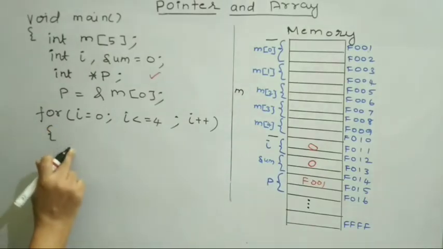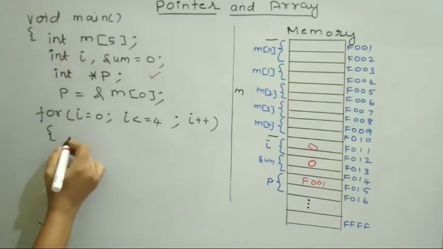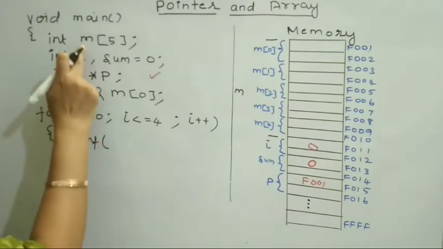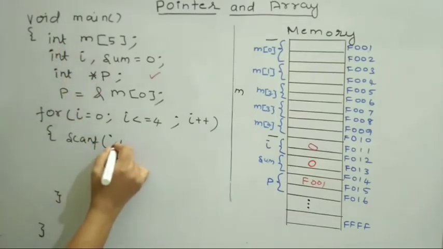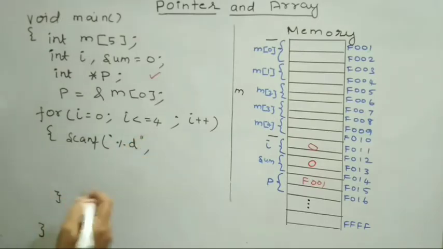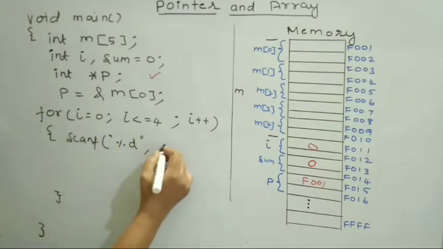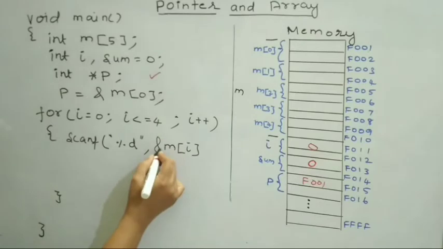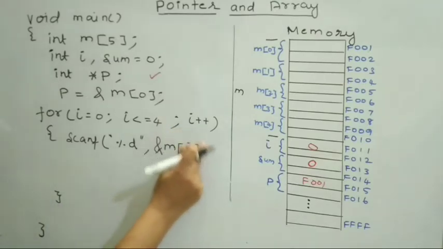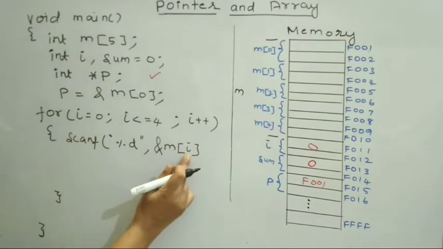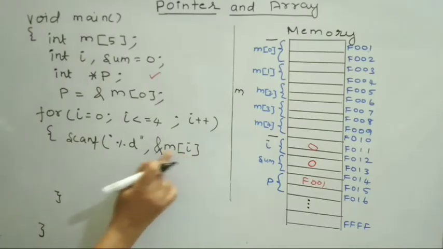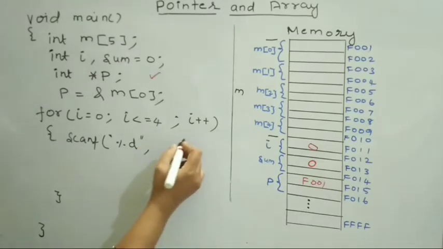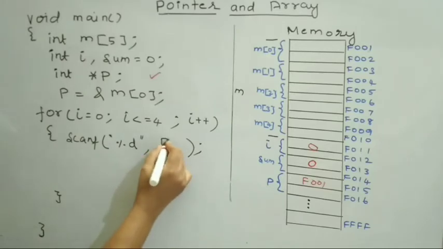Inside this for loop, I need to get the value of the individual element of the array. How to get the value? Using this scanf statement. Since I am getting values for integers, the control string is %d, comma. Normally, if I want to get the value of the element in the ith index position, I will attach a memory address operator, so the value for the element in the ith index position is assigned to this memory address. Normally we use this, but instead of this, if I want to use a pointer, I specify pointer P here.